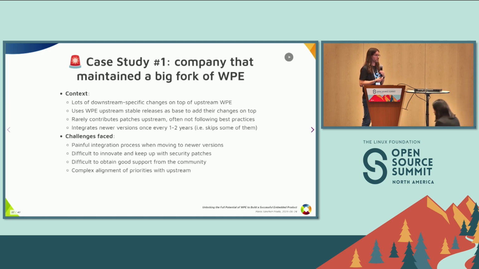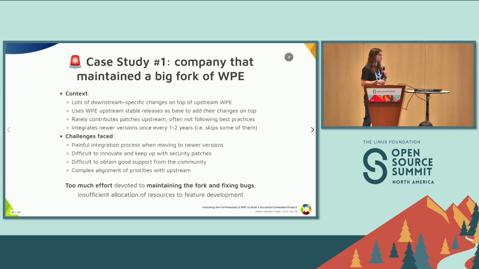It's very hard to get support from the community. If you have this massive fork and a lot of patches on top of it, and on top of that it is based on a version from 2 years ago, the community wants to help, but it's very difficult if you go down that road. And on top of that, you start diverging, so your priorities misalign very much with upstream. So all in all, you will end up spending too much effort.